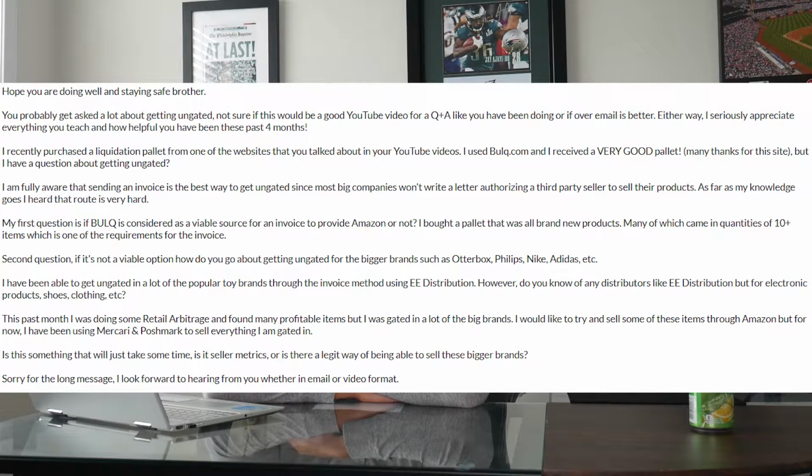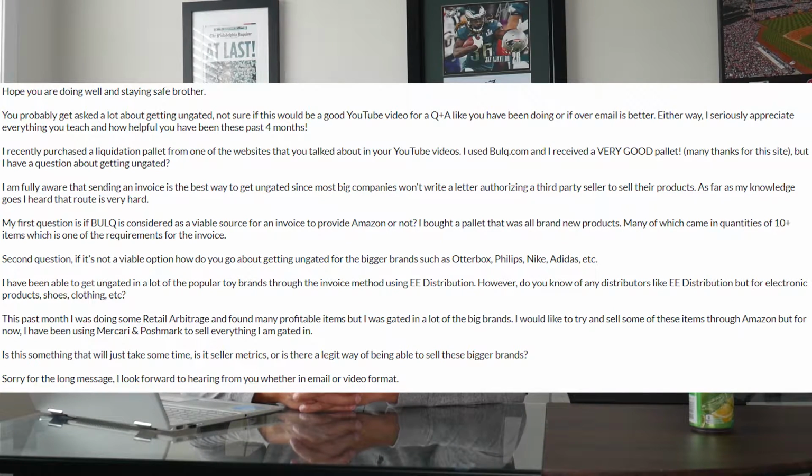I agree with that. So he says his first question is if bulk is considered a viable source for an invoice to provide to Amazon or not. So can you actually order from bulk? We're gonna answer this in a number of different ways. And can you order from liquidation companies and then use that invoice to get ungated on Amazon, right?